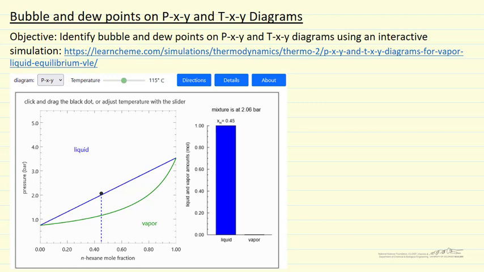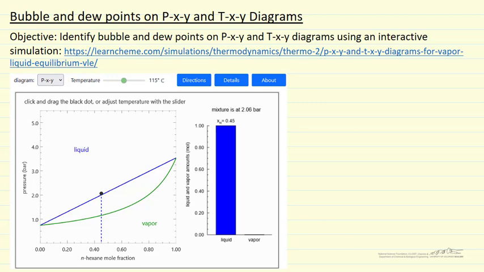Bubble point means as we raise the temperature at constant pressure, the point where we first get a bubble of vapor, or if we lowered the pressure at constant temperature, the point where we get the first bubble of vapor. Dew point, which is the green line in this graph, means the point where the first drop of liquid appears if we were to raise the pressure at constant temperature or lower the temperature at constant pressure.